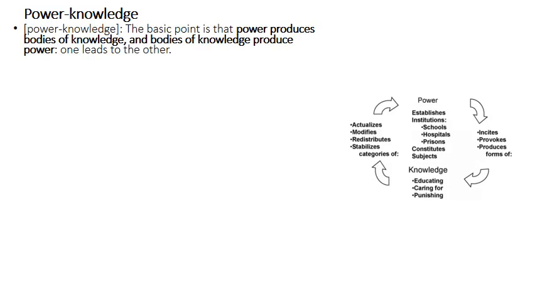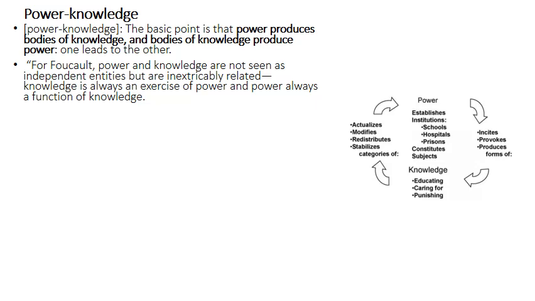Look, the basic point is that power and knowledge implicate each other. Power requires knowledge to function. Knowledge in turn stabilizes or sort of calcifies power. Okay, power knowledge. The basic point is that power produces bodies of knowledge, and bodies of knowledge produce power. One leads to the other.